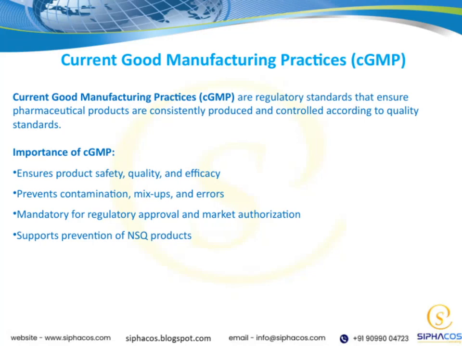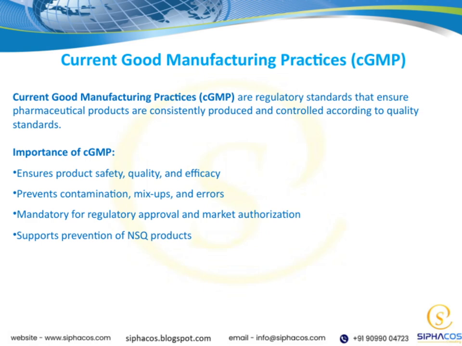Current Good Manufacturing Practices, or CGMP, are the regulatory standards that guide how pharmaceutical products are made and controlled. The main goal is to ensure that every product is consistently produced to meet high-quality standards. When we talk about importance, the first point is that CGMP helps guarantee the safety, quality, and efficacy of the medicines we rely on. It's about making sure that patients get products that are safe and work as intended.